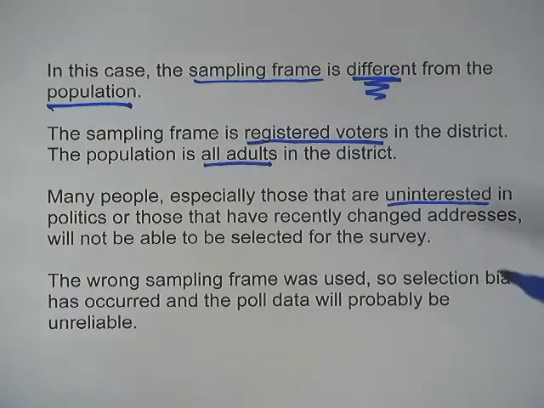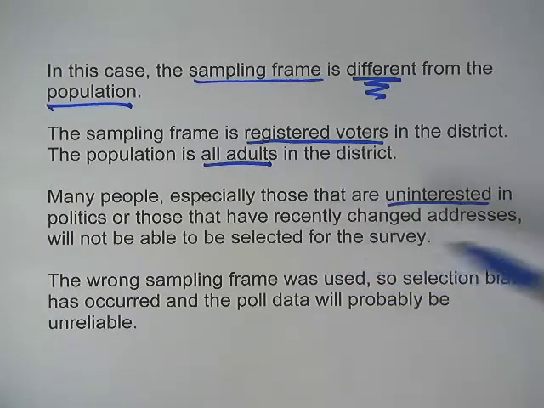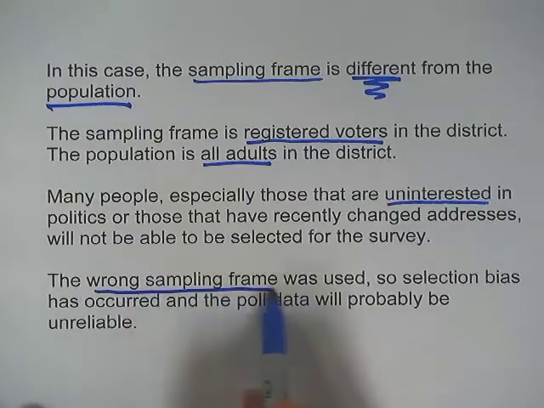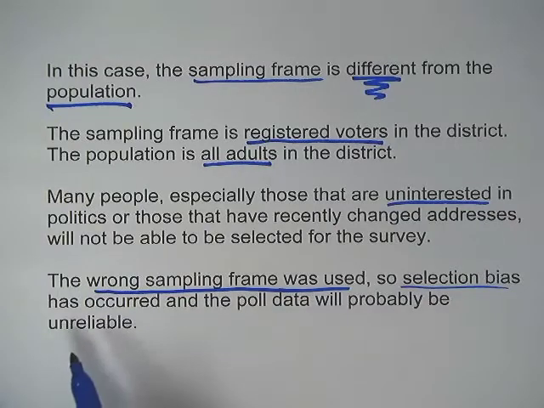So you're going to be not including a lot of people, again, especially those people that are uninterested in politics or people that have recently moved. A lot of times more mobile populations will support one candidate versus another, so those people will not be allowed in the sample. The wrong sampling frame was used in this case, so selection bias has occurred, and the poll data will probably be unreliable. If you were to analyze this study later, you might want to think of another way of sampling from the population where you're including all possible adults, not just the ones that were registered to vote.